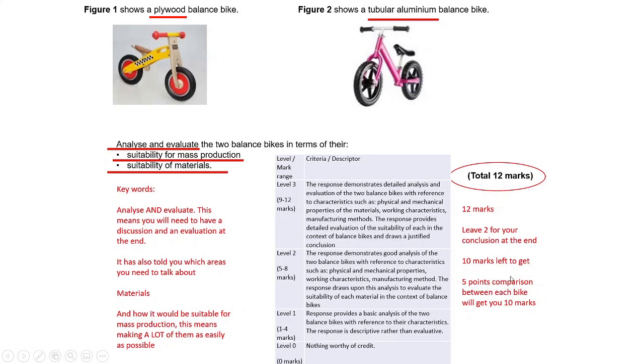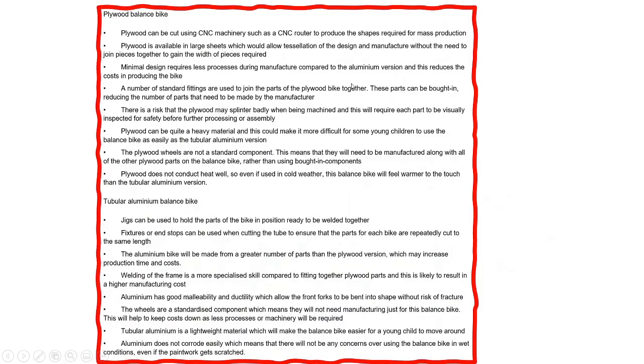So that's 5 points of comparison between the plywood bike and the aluminium. So really, you only need 5 points to talk flip-flop between the two. And again, remember, it has to be a seamless discussion that we're after. And once again, the marking criteria is there. Please do pause it and read through.